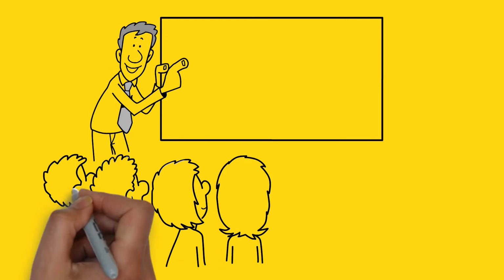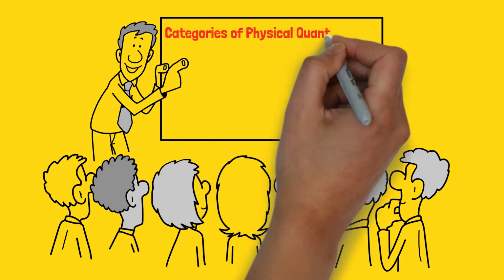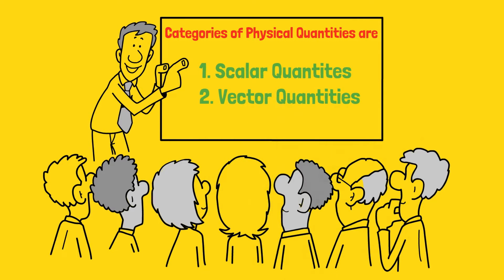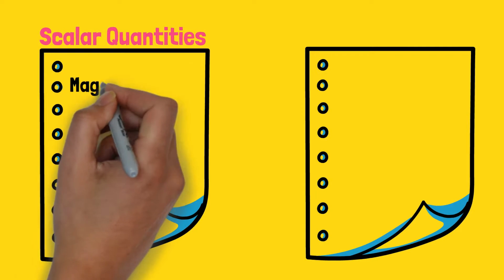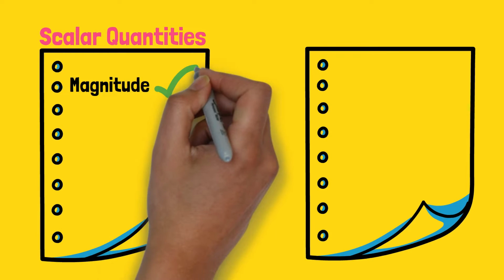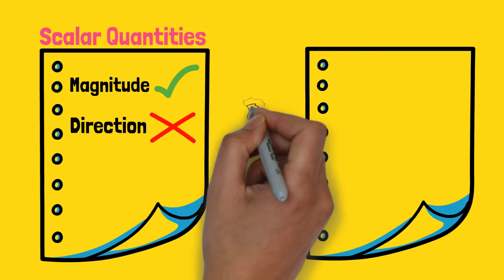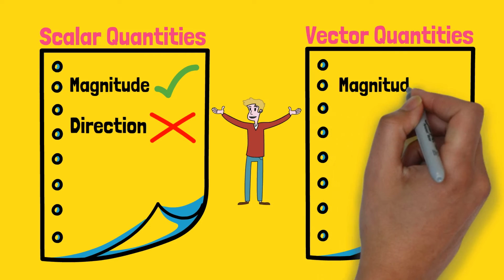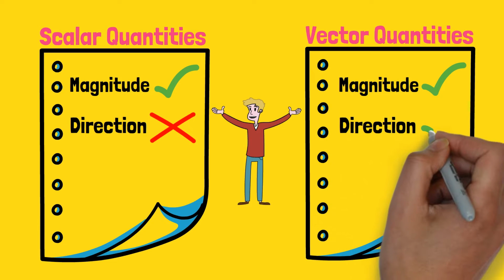As we discussed in our previous videos, physics is the study of physical quantities, and physical quantities can be categorized as scalar and vector quantities. Scalar quantities are those quantities which need only magnitude to completely specify and no direction is required. Whereas vector quantities are those quantities which need magnitude as well as direction to completely specify.